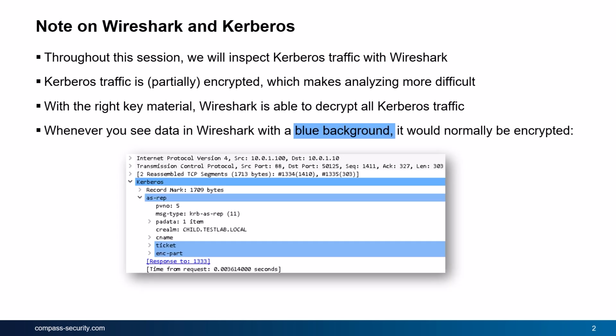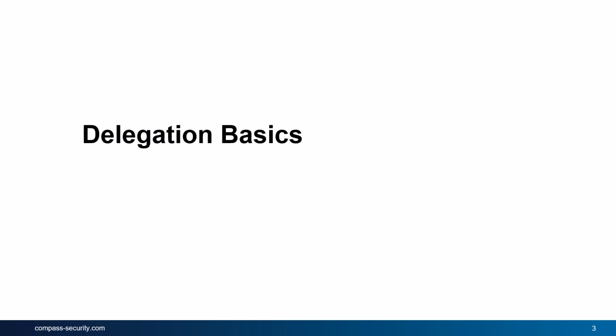Now, whenever you see Wireshark and it contains a section highlighted in blue, as shown here on the screen, this part would normally be encrypted, but with the provided key material, Wireshark is able to decrypt it so we can look at the actual contents. If you want to learn more about how this can be done, go back to part 1 of this video series. Now, let's start with a few basics on what delegation actually is in Kerberos.